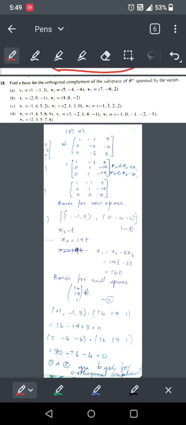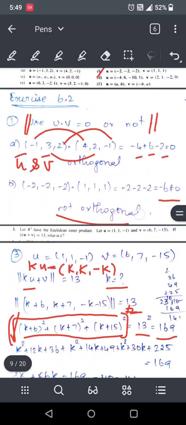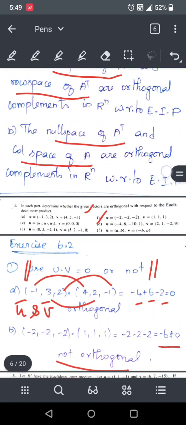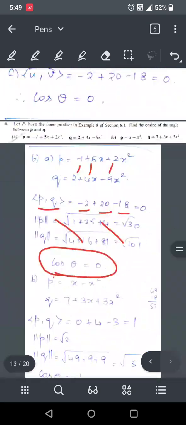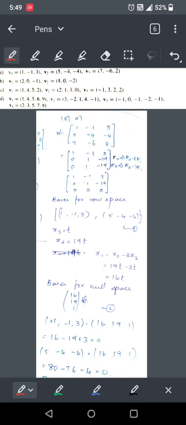Okay. So the next sum is we need to find the basis for orthogonal complements of the subspace of Rn spanned by the vectors, all these vectors. So we are going to make use of the theorem. We have already come across the theorem which states that the row basis, the null space of A and the row space for A transpose are orthogonal complements of each other. So we are going to make use of this property, this theorem, to find the solution for the last problem. So write the given vectors in 3 columns. You will be getting this W.